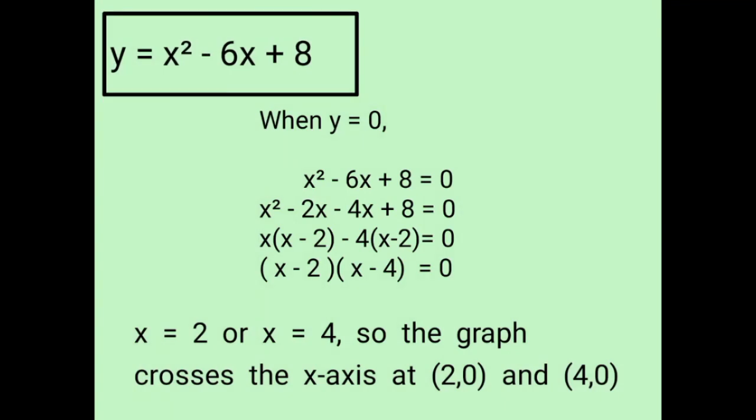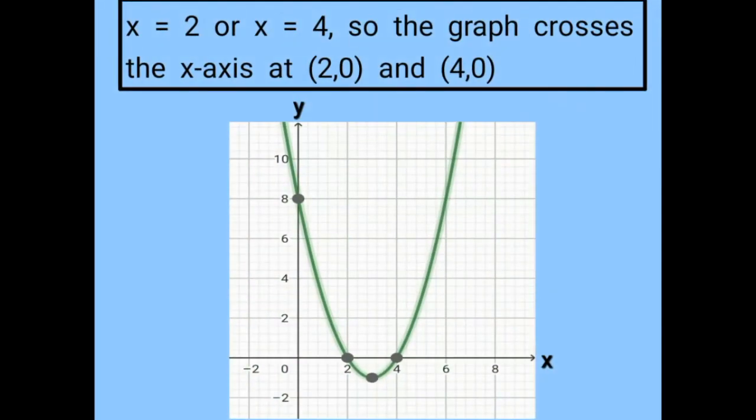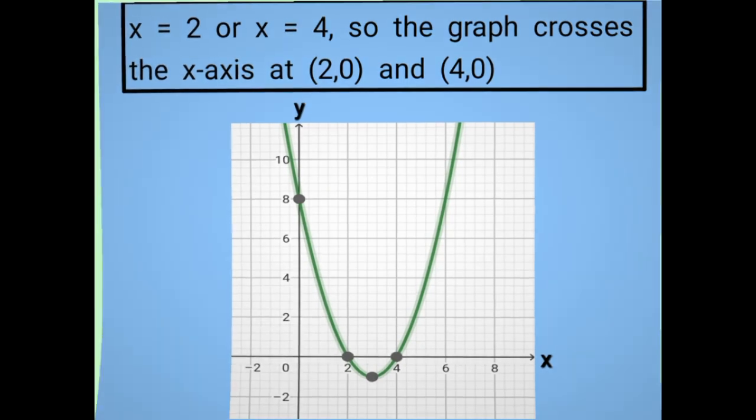When y equals 0, the graph crosses the x-axis. To find the x-coordinates of the graph when it crosses the x-axis, set y equals 0 and then factorize. So x squared minus 6x plus 8 equals 0. Factorizing gives us (x minus 2)(x minus 4) equals 0. x equals 2 or x equals 4. So the graph crosses the x-axis at 2 and 4.